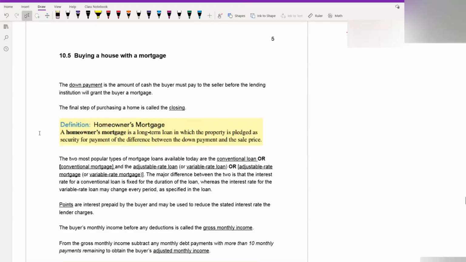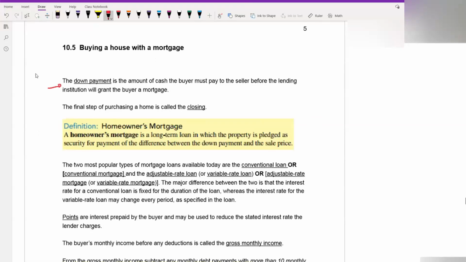10.5, buying house with mortgage. Again, we have down payment as amount of cash the buyer must pay to the seller before lending institution will grant the buyer the mortgage. The final step is called closing.